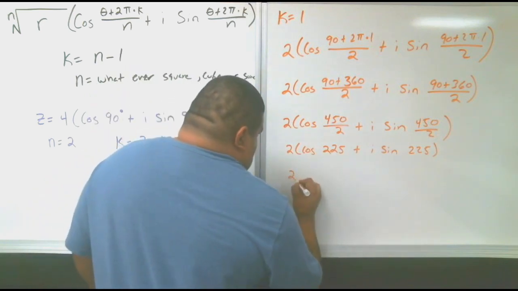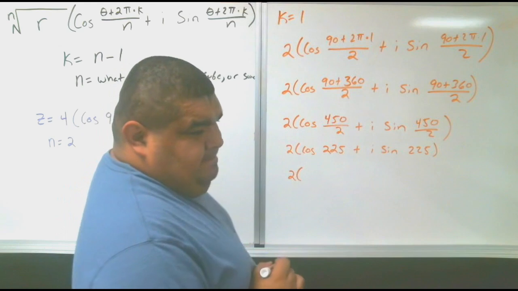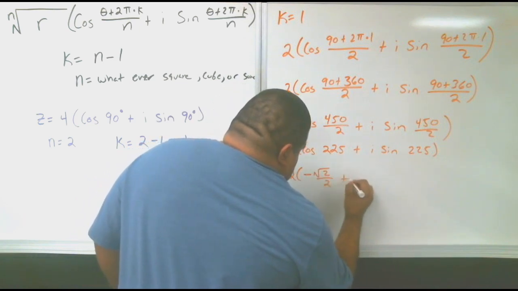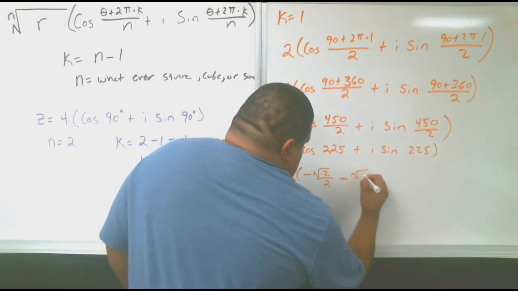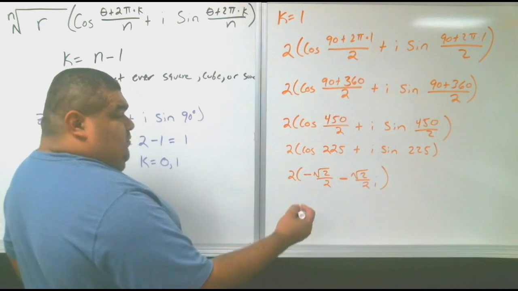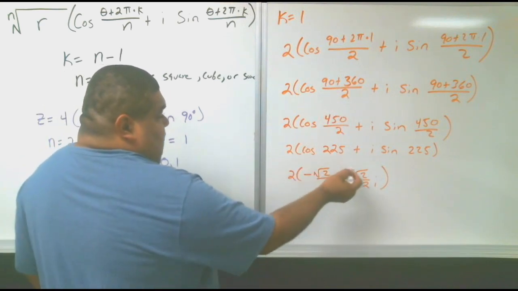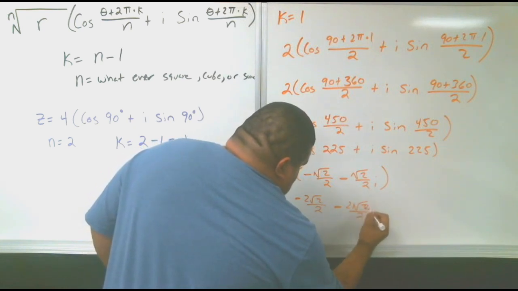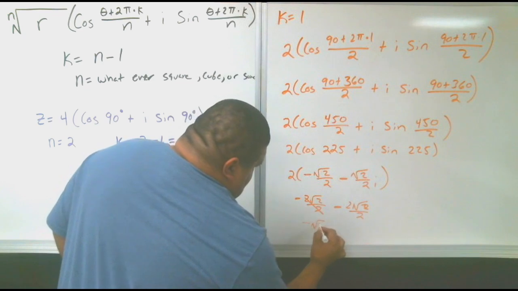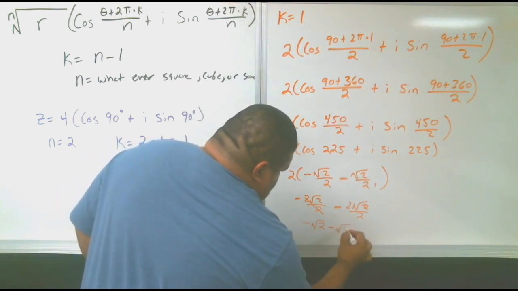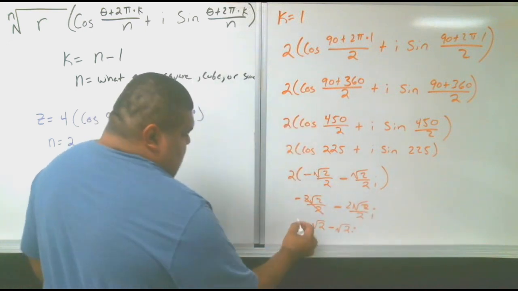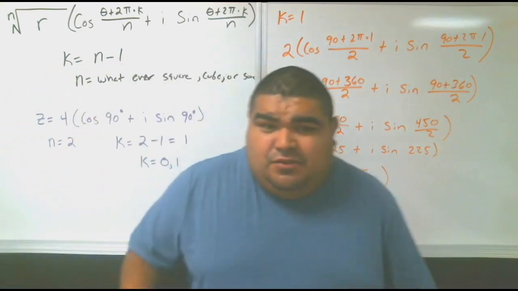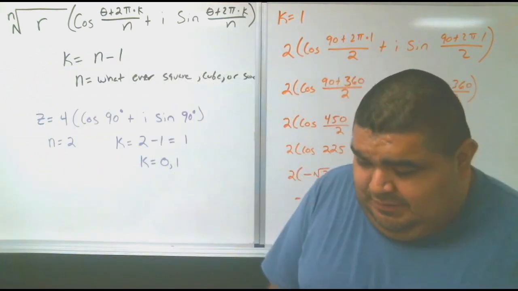On the unit circle, 225 is what? Do you guys remember? 225 is negative radical of 2 over 2 minus radical of 2 over 2i, which, if you remember, technically works out the same as the other one. 2 can go into both numbers. We're going to have negative 2 radical of 2 over 2 minus 2 radical of 2 over 2, which technically the 2's cancel out, so we're left with negative radical of 2 minus radical of 2i. Okay? And that is our answer. So we had to find two answers. Again, the bigger the number is for n, the more answers we have to find.